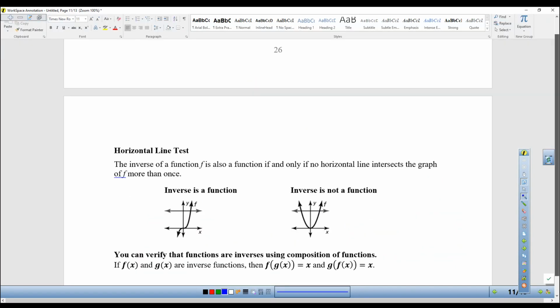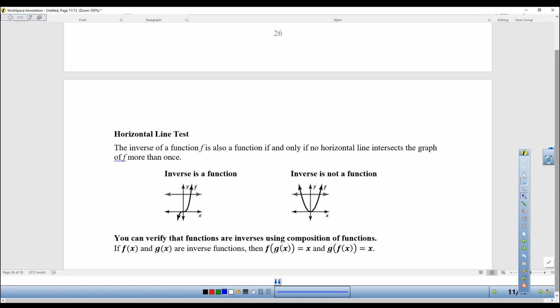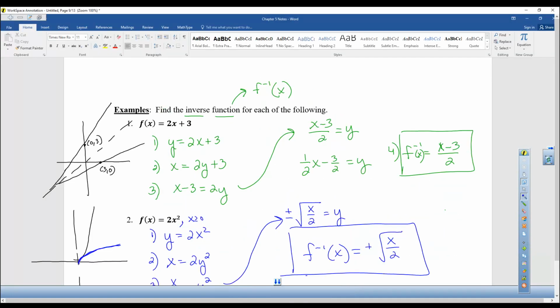All right, so this is a little section that I kind of introduced on example 2, which is that the inverse of a function is also a function if and only if no horizontal line intersects the graph of f more than once. So on number 2, we went to draw it, and we were like, oh, hold on, that plus or minus is going to mean it's not a function. It doesn't pass the vertical line test.